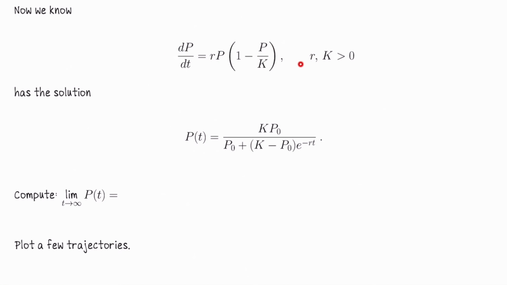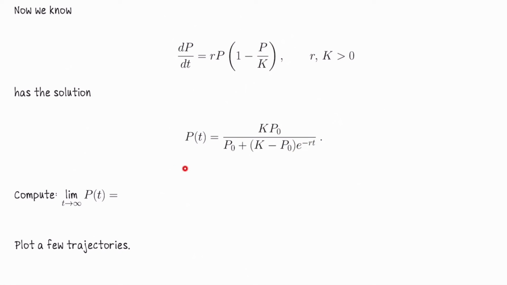So now we know the starting differential equation has a solution that has this form. Let's check two special values of the population. If the population is 0, then we get 0 divided by k e to the negative rt, so that's just 0. Whereas if the initial population is k, we get k squared divided by k plus 0, which is just k. So this form of the solution also works for those two special equilibrium solutions.